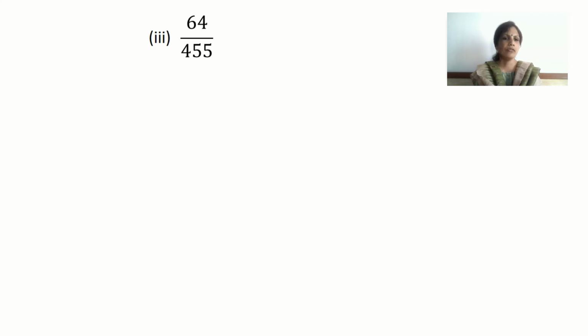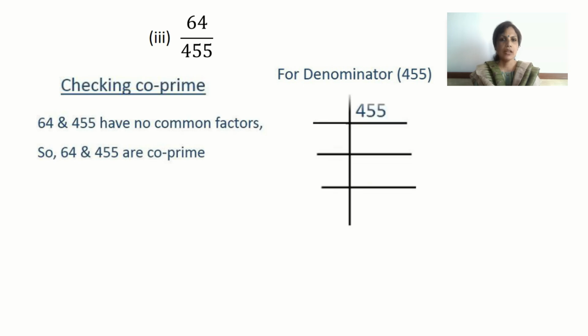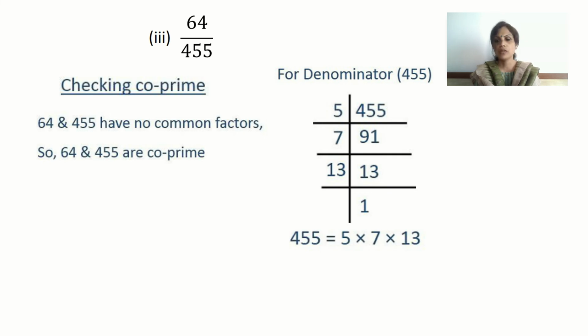64 upon 455. Clearly, if we check for whether they are co-prime, we can make out that they have no common factors other than 1. So 64 and 455 are co-prime numbers. First rule is verified. What about the denominator now? Let's start factorizing the denominator, that is 455. We can start with 5. So 5 into 91, then 7 into 13, then 13 ones are 13. So the factors of 455 are 5 into 7 into 13.